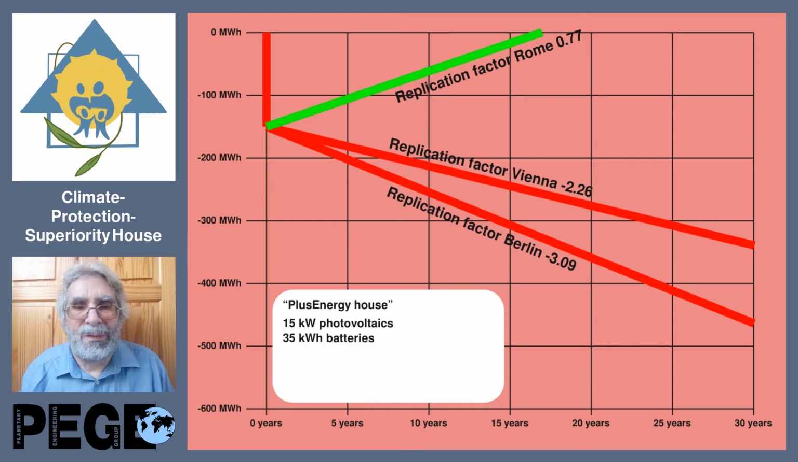We now take a PlusEnergy house with 15 kilowatt photovoltaic and 35 kilowatt hour of batteries. In Rome, it has a positive replication factor of 0.77. But in Vienna, minus 2.26, and in Berlin, minus 3.09. So this PlusEnergy house is far below what I would call a PlusEnergy house, even with this 15 kilowatt photovoltaics.